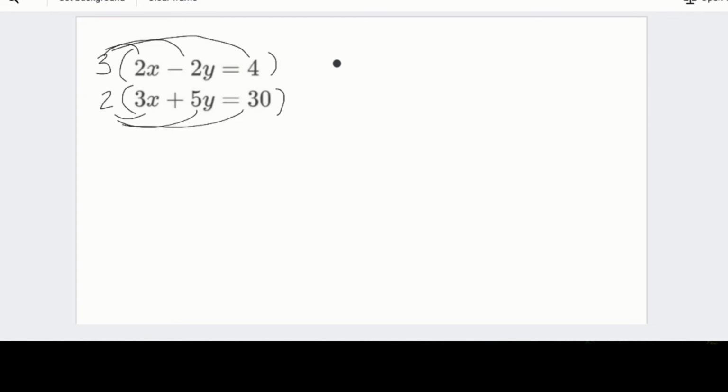So 3 times 2x is 6x. 3 times negative 2y is negative 6y. And 3 times 4 is 12. In the bottom equation, 2 times 3x is 6x. Now the coefficients match up. 2 times 5y is 10y. And 2 times 30 is 60. Line them up vertically.